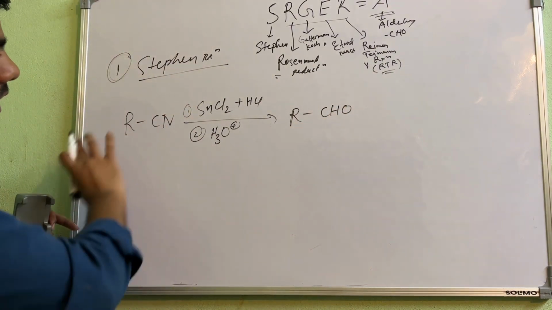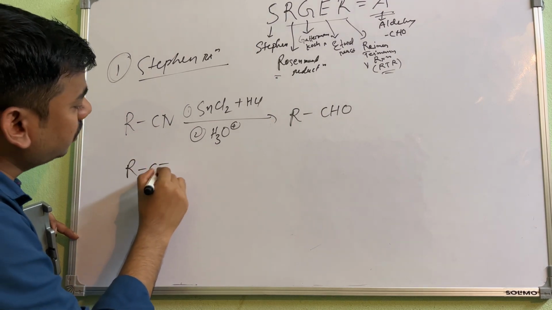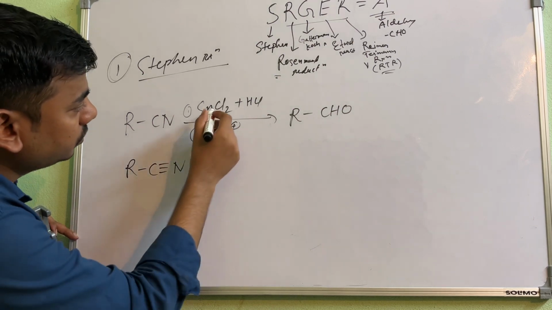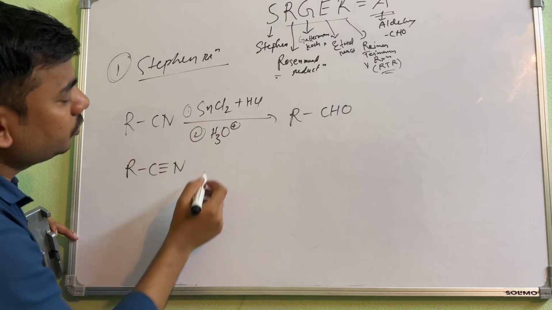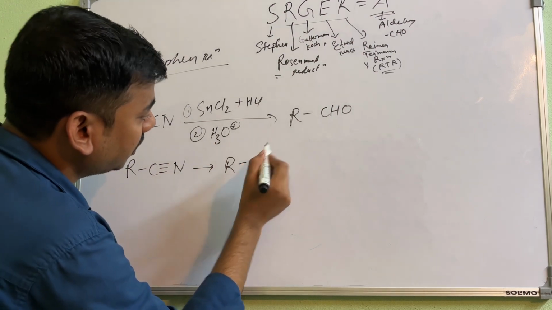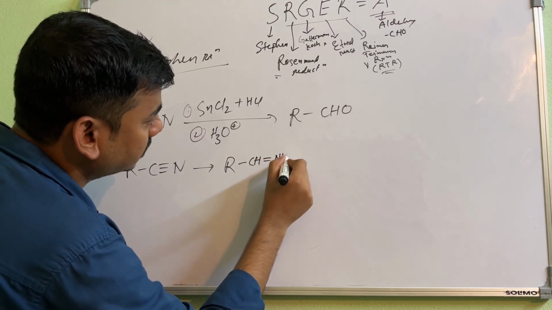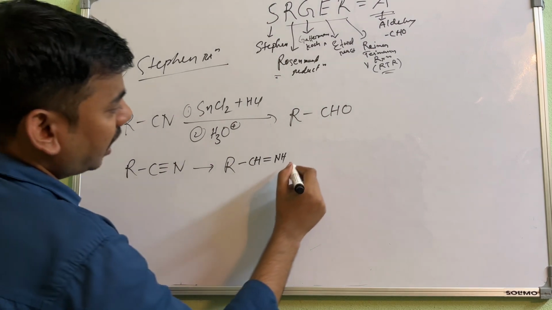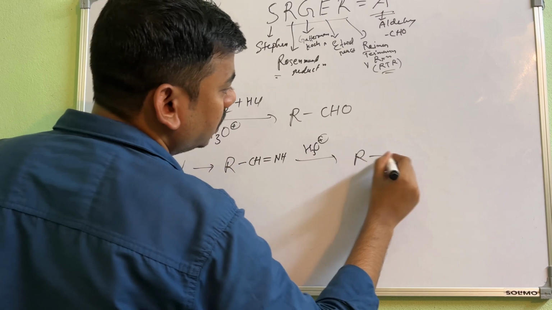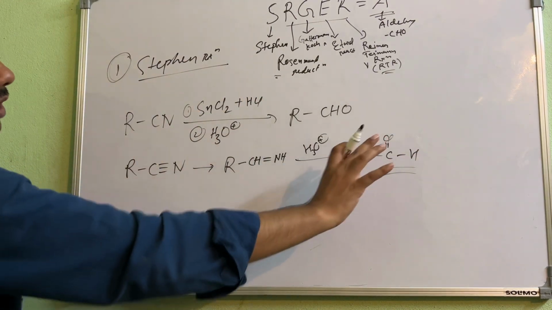Okay, the details, reaction, mechanism, all the things I am not going to tell here, but I will give you a shortcut idea. This is alkyl nitrile, C triple bond N. Once you do reduction by SnCl2 in the presence of HCl, after reduction it will produce an imine, CH double bond NH. After hydrolysis, it will produce C double bond O, an aldehyde, okay? So this is very important, and I am showing a very short way.